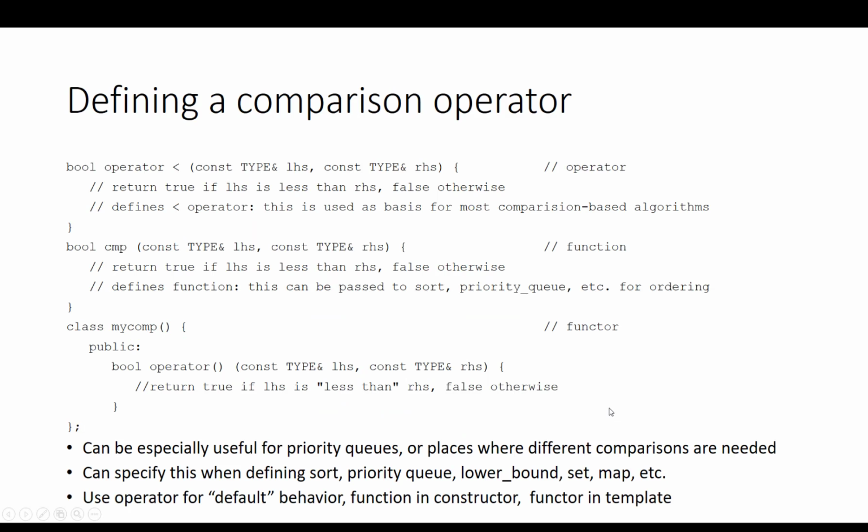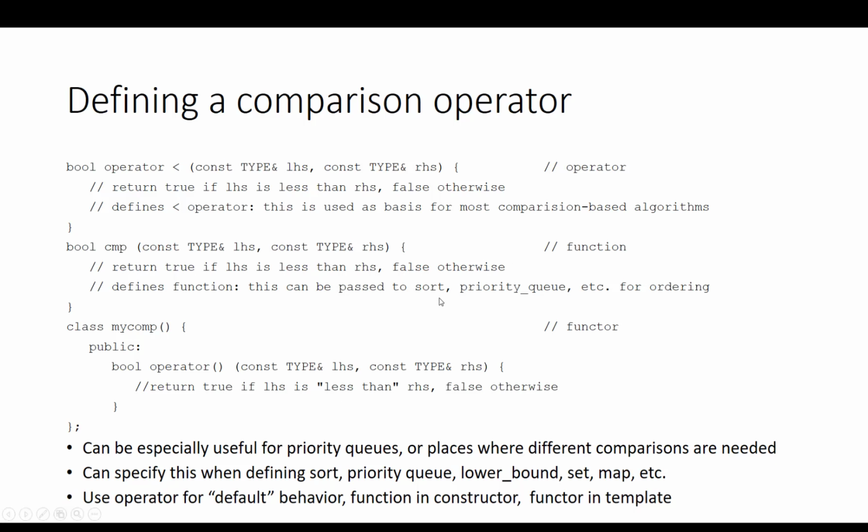Okay, so to look at some of the ways that these things can be defined. One way is you can define a less than operator. That's the first example that you see up there. You have your left-hand side and your right-hand side of the less than operator, and it should return true if the left-hand side is less than the right-hand side and false otherwise. That gives you a less than operator, and after that you can use it to compare two of those objects to each other.